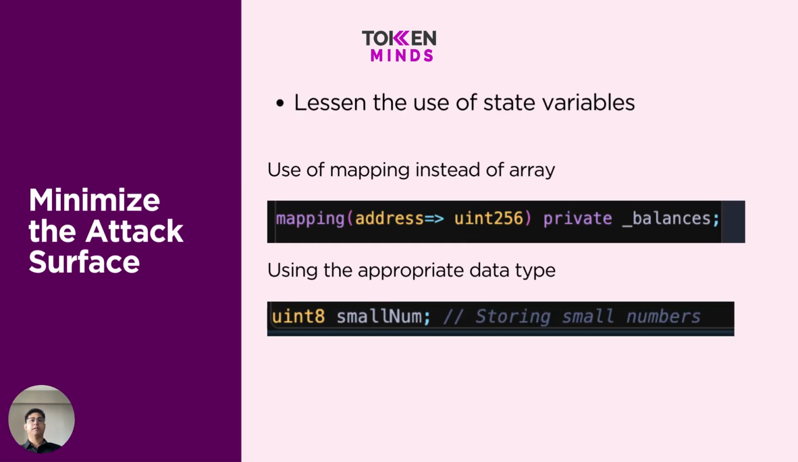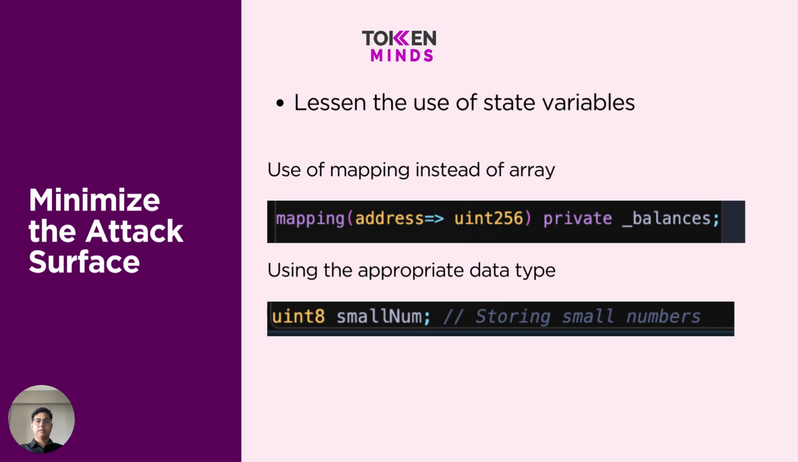Minimizing the attack surface. One example here is using a mapping instead of an array. Mappings can be more efficient than arrays in most cases for tracking balances or token ownership. Mapping can save state space since a mapping only stores values for addresses that have non-zero balances, compared to an array that stores values for every user.